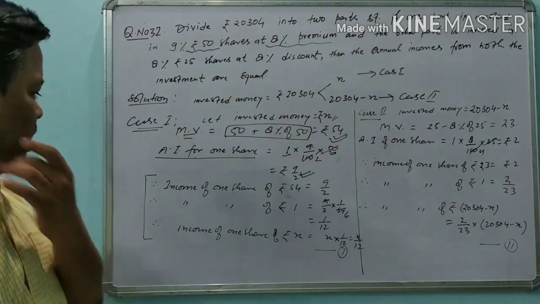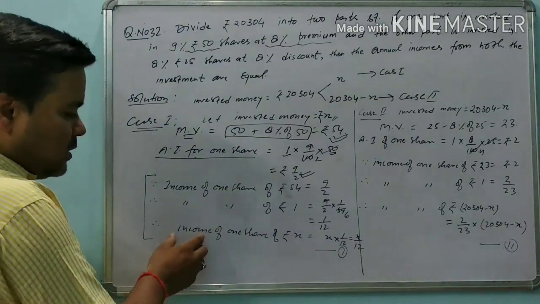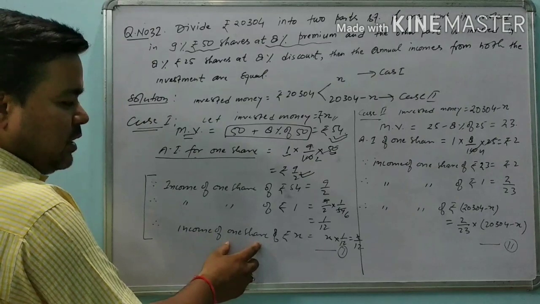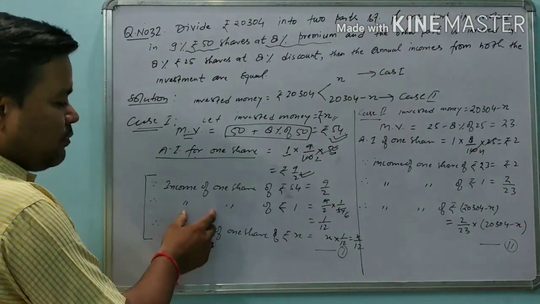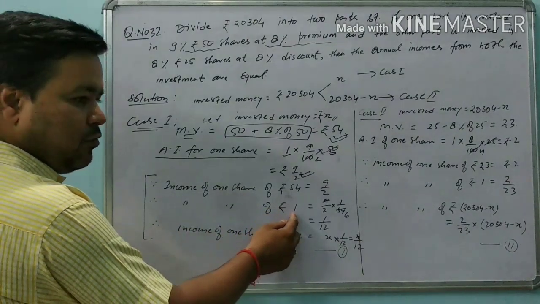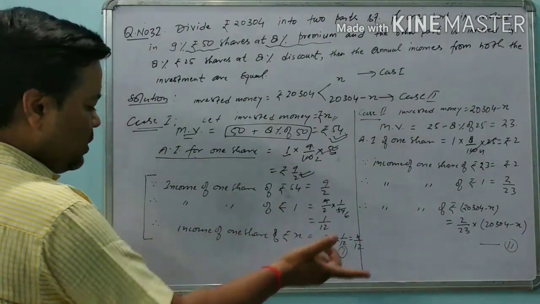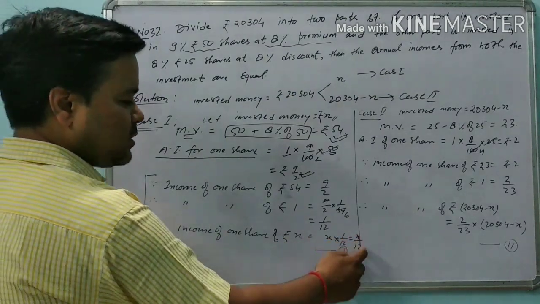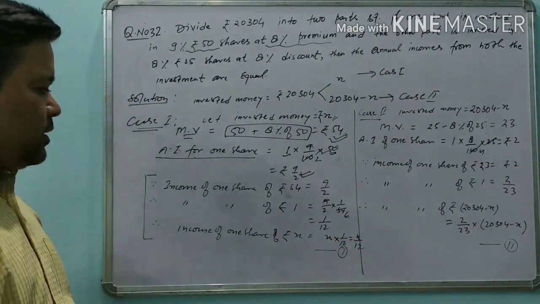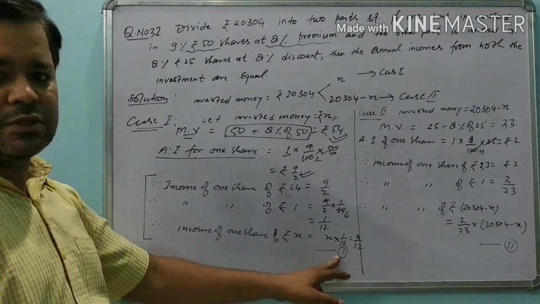Okay. Once more, here we want to find the income of one share when the market value is X. Here the income of one share when the market value is 1, that will be 1 by 12. Now the income of one share when the market value is X, that will be X by 12. Okay. Let us take this as equation first.